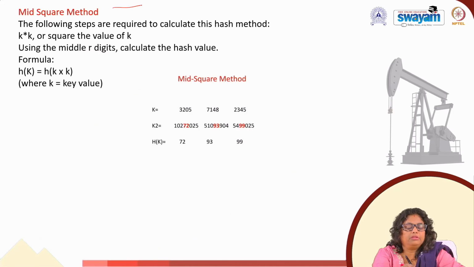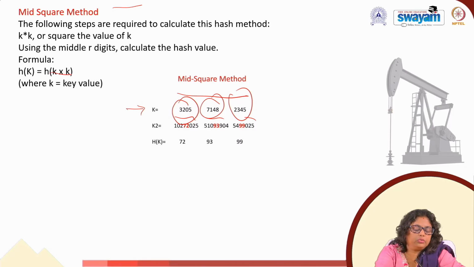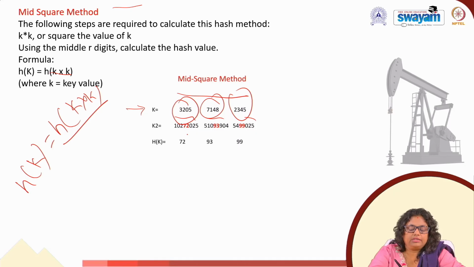Second comes the mid square method. So what is the following step required to calculate this? We do this mid square. This is just one example I have put. These are my k values. Now we want to take the mid value. Simply take the square of this, k into k, so h(k) would be k times k, and then take the mid value. It is something like that. That's the name given, mid square method.